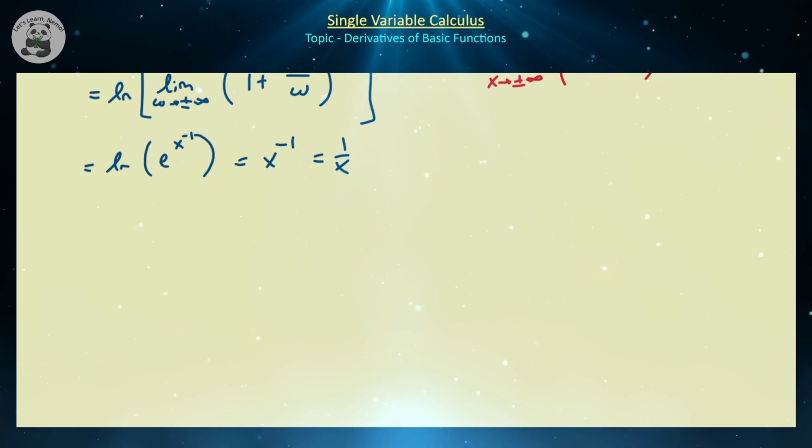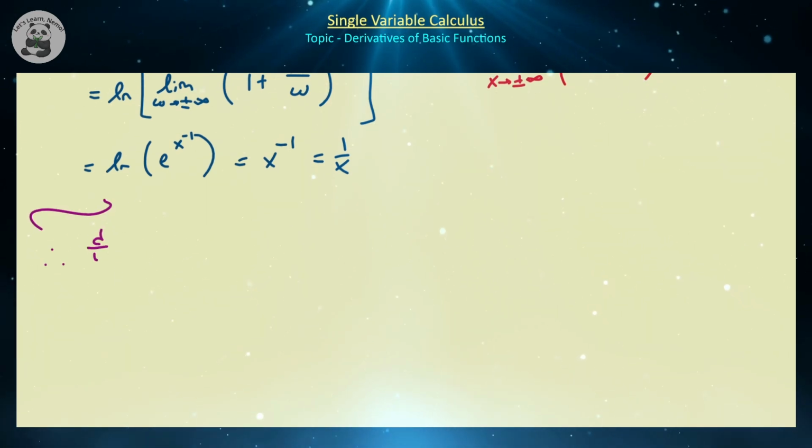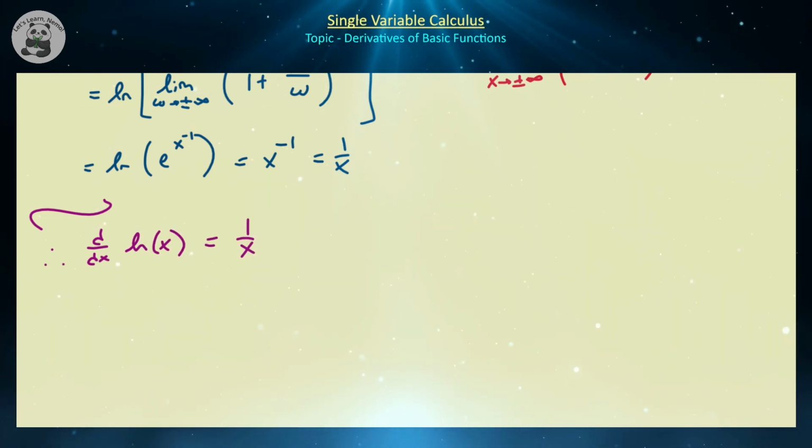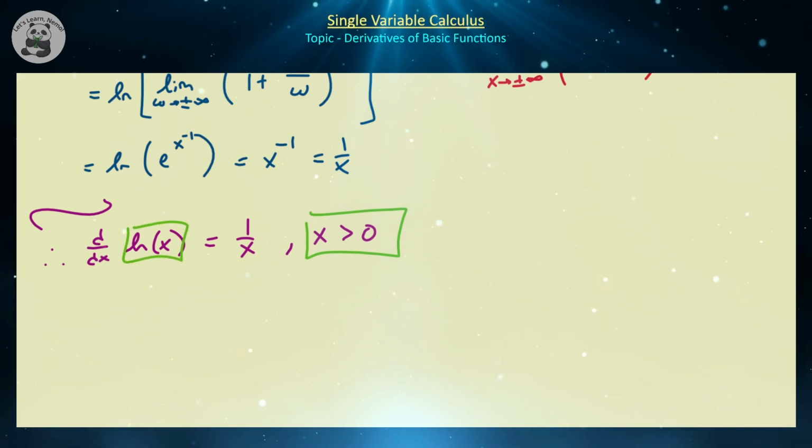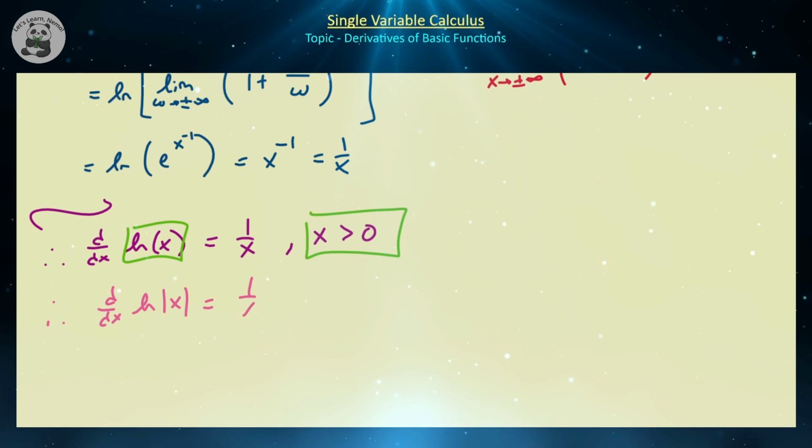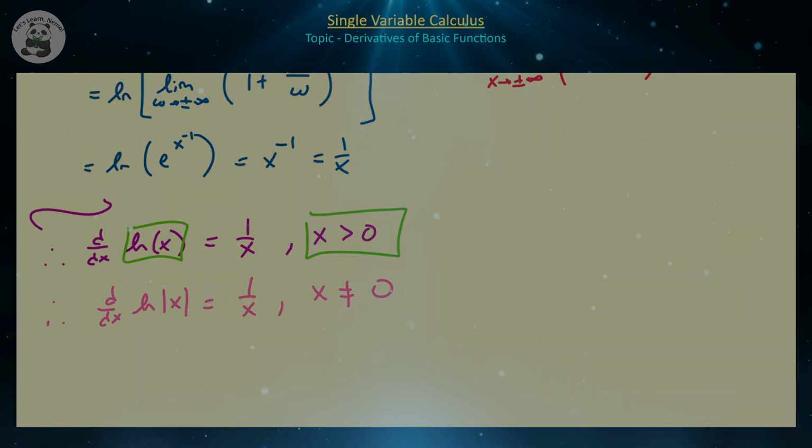So let's sort of summarize this very interesting property. So that means that the derivative of the natural log of x is going to be equal to the function 1 over x, provided that x is bigger than 0. So this, of course, has a restricted domain because the actual function has a restricted domain, but you can actually extend this using absolute values, so the derivative of the natural log of the absolute value of x is just going to be 1 over x, provided that x is not equal to 0.